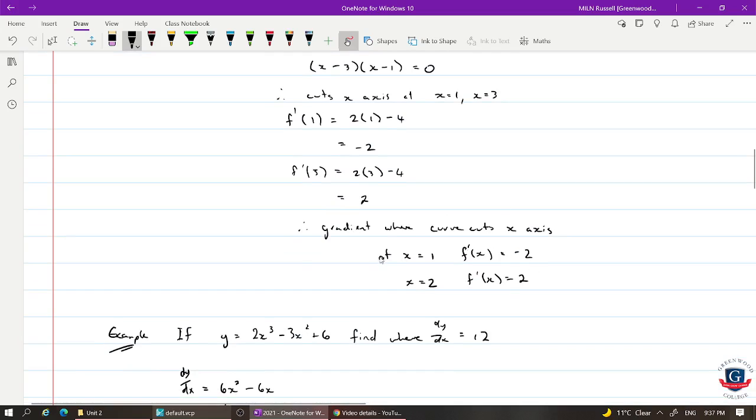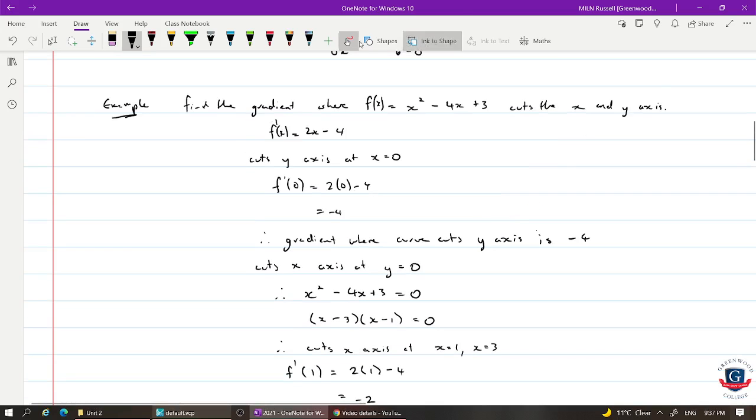And then we make a statement. At x equals 1, the gradient's negative 2. At x equals 3, the gradient's 2. We have to make sure that we always answer the question given.